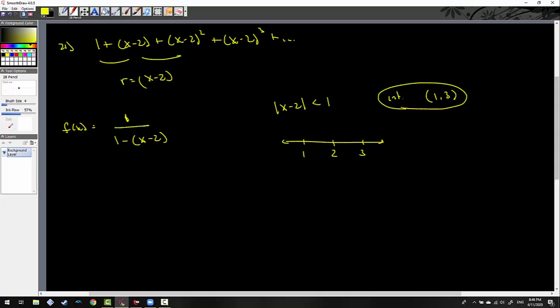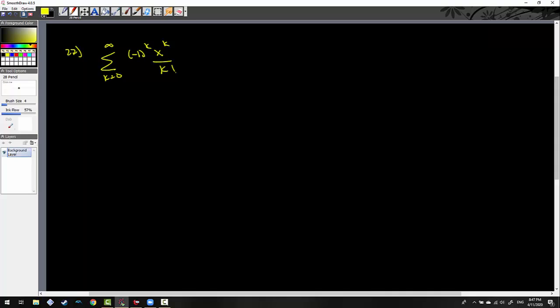I will erase the board and come back with number 27. All right, now we are on number 27. Now, unfortunately, this is not a geometric series. It's going to be a little more complicated than that.